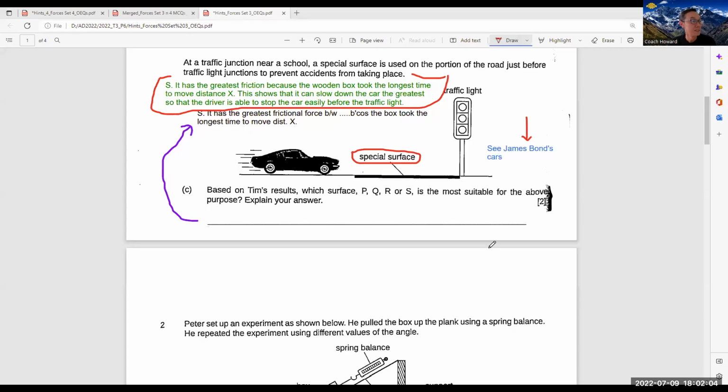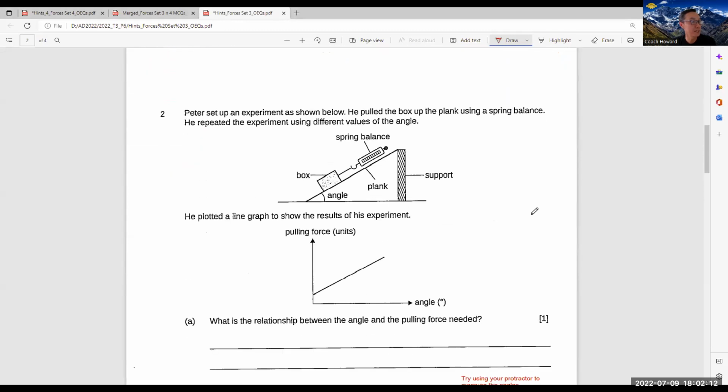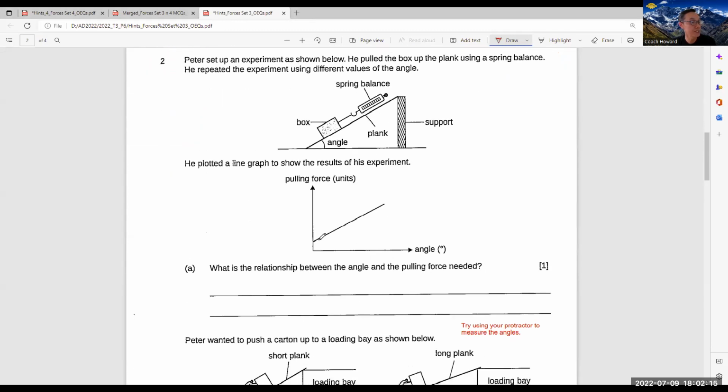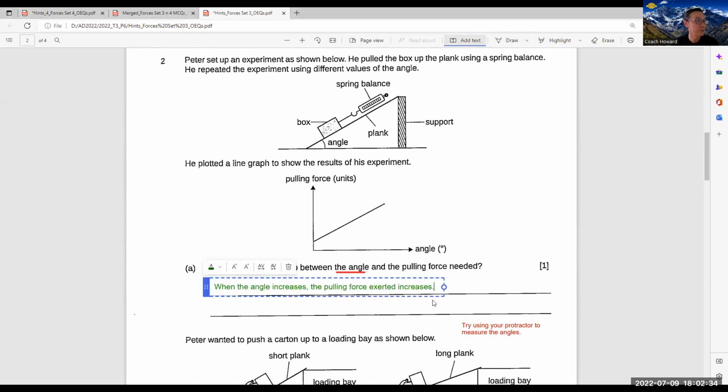So we come back to the question, this part. Okay, I show you this one already to make it more interesting. So this part B, quite easy to answer, right? Relationship between angle and the pulling force. So you can say, as the angle increases, the pulling force increases. Okay, this part very easy. When the angle increases, the pulling force increases.